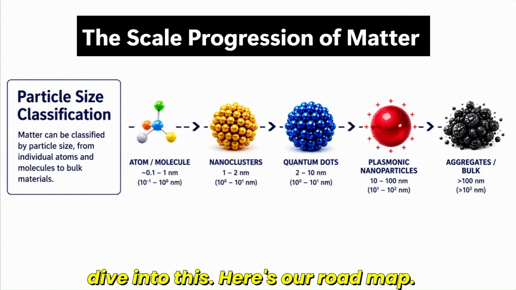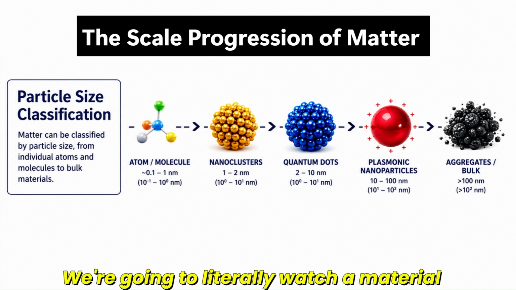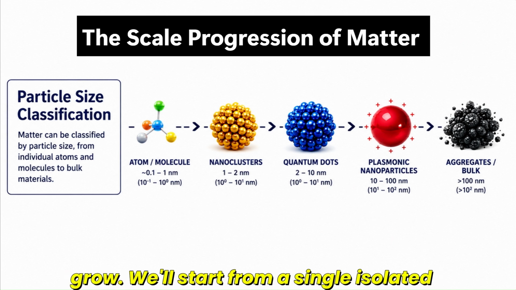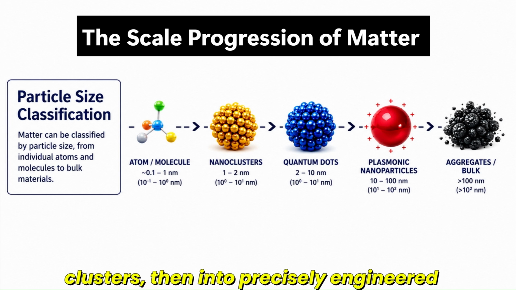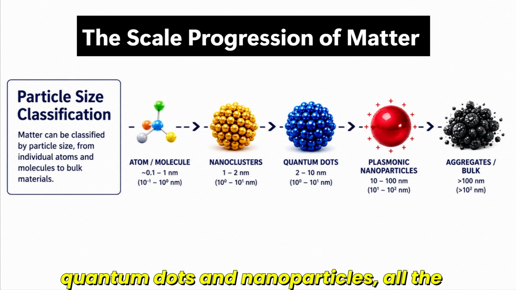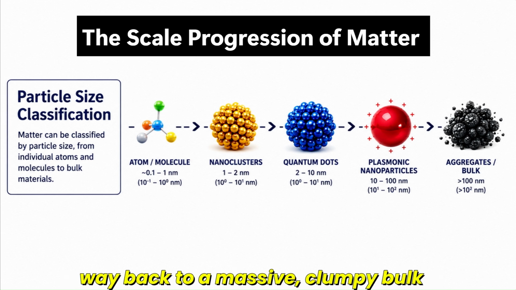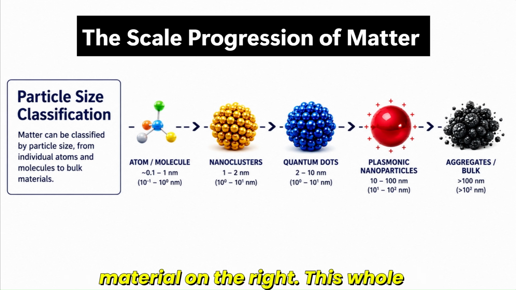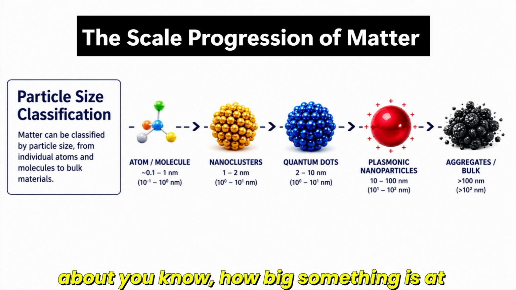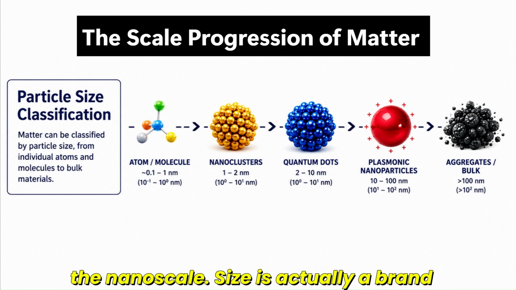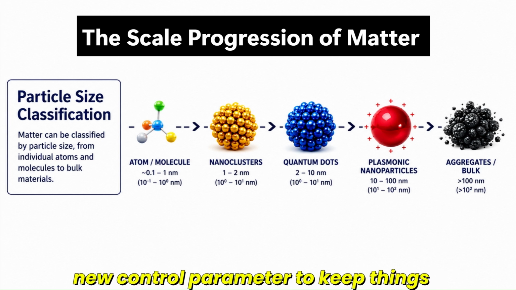Okay, let's dive into this. Here's our roadmap. We're going to literally watch a material grow. We'll start from a single, isolated atom way over on the left, to small clusters, then into precisely engineered quantum dots and nanoparticles, all the way back to a massive, clumpy bulk material on the right. This whole progression proves that size isn't just about how big something is. At the nanoscale, size is actually a brand new control parameter.